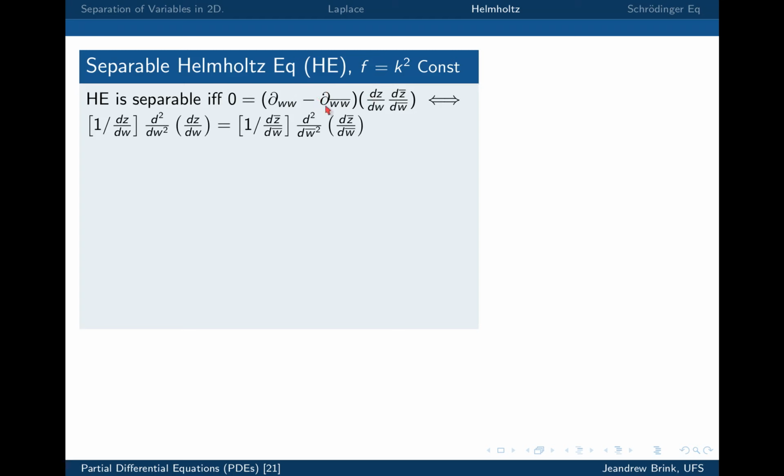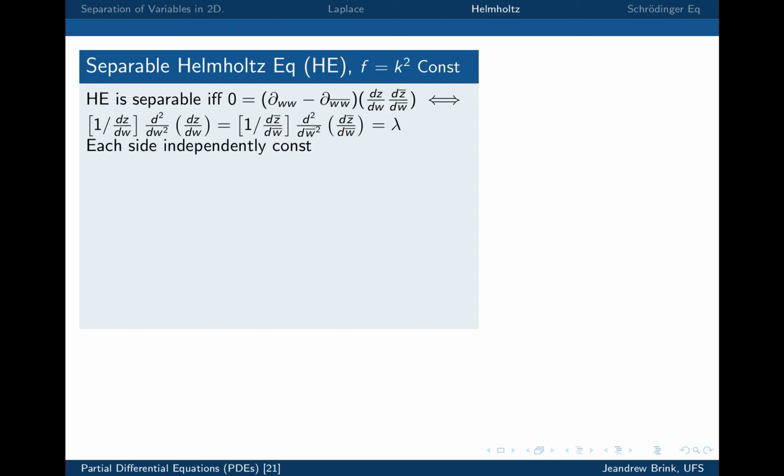So I apply this operator. This first one applies only to the first derivative, to dz dw. The second one applies only to dz bar dw bar. And if I can then separate it out, I have these two equations. Okay, they are themselves separable, and that's only true if it's equal to a constant.